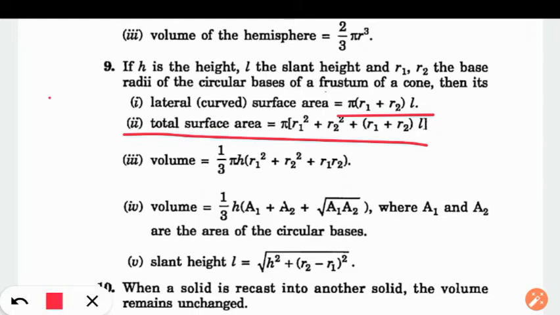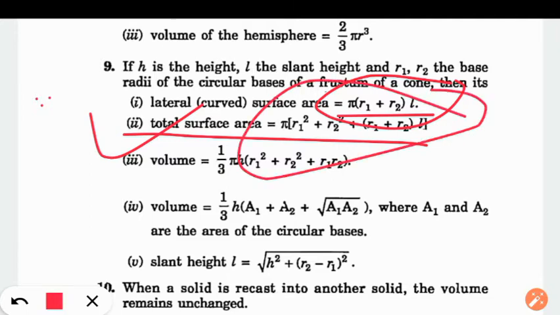Now total surface area. Point number 2 gives you total surface area. The formula of total surface area is pi in bracket r1 square plus r2 square. How are we getting this formula? What is the concept to find total surface area? Lateral surface area plus area of top and area of base. So to find lateral surface area, this is the formula. And since the top one and the base both are circles, the area of a circle is pi r square. That is why we are getting this formula.